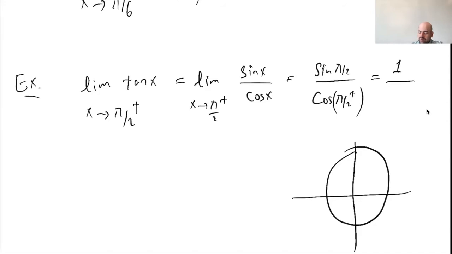So now let's see, for this case, what is cos pi half plus? This is the unit circle, and this is theta equals 0, and this is theta equals pi half. Pi half plus means a little bit after pi half, which means here.